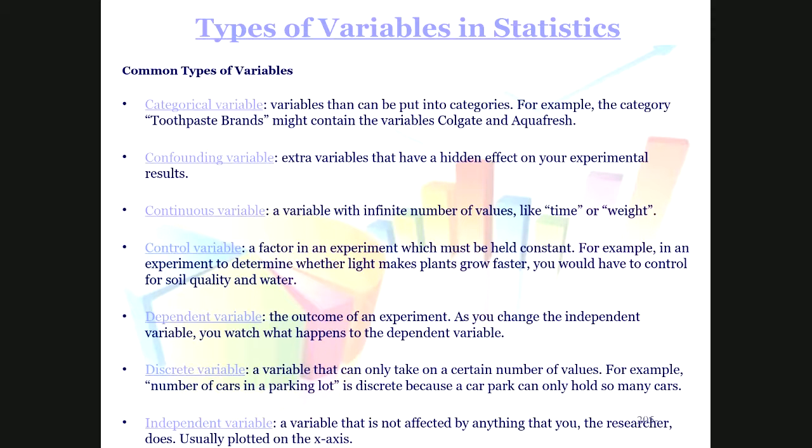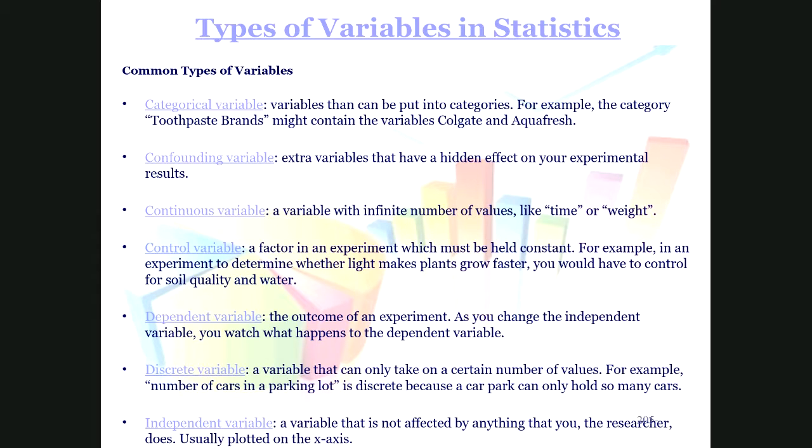Okay, so here are some common types of variables. Categorical variables. We talked about variables that can be put into categories. For example, the category toothpaste brands, which might contain the variable Colgate and Aquafresh or Crest.